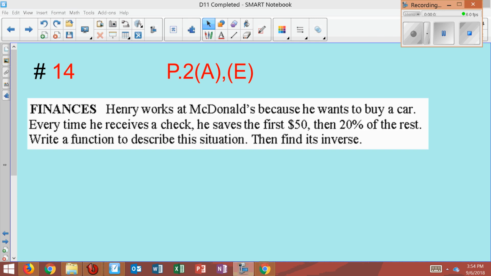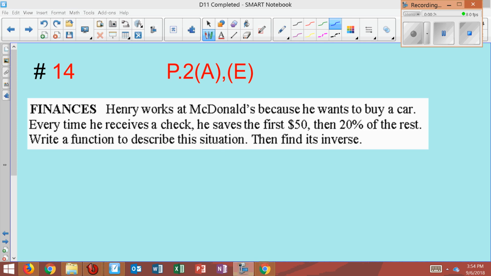Number 14. Henry works at McDonald's because he wants to buy a car. Every time he receives a check, he saves the first $50, then 20% of the rest. Write a function to describe the situation, then find its inverse. All right, so we have an equation.